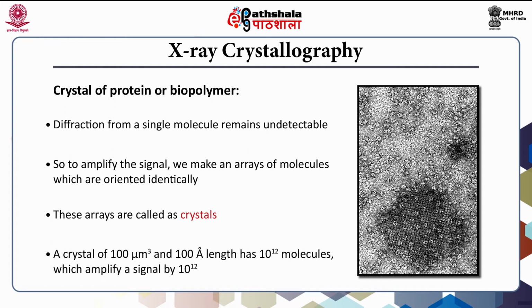For example, a crystal of 100 micrometer cube volume contains 10 power 12 molecules, and such a high number of molecules is required to amplify the signal. For instance, in a crystal with a distance of 100 angstrom across, that amplifies a signal of 10 power 12. So, let us see a few examples of crystals, how those crystals look like in real sense for different proteins in the next slide.